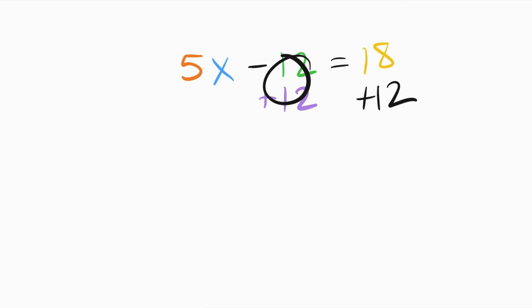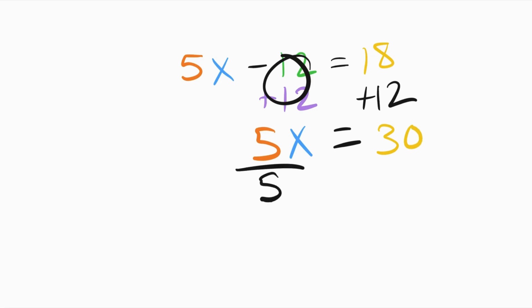Oh man, I'm getting crazy with these colors right now. 5x, my apologies, I didn't mean to be switching up colors, but I think you guys can follow along. And then the right side has 18 plus 12, which is 30. Right, divided by 5, and then divided by 5 on both sides, and you get x is equal to 6.